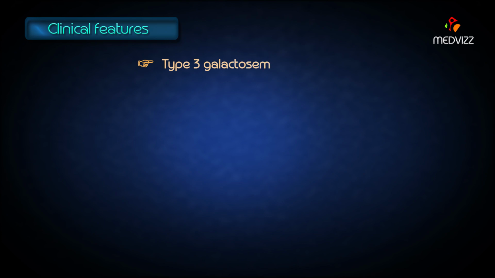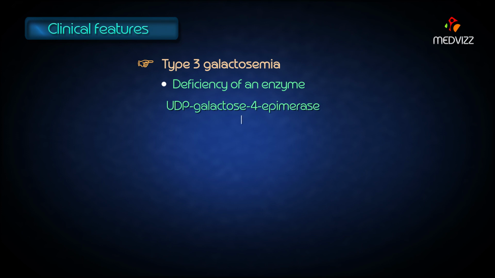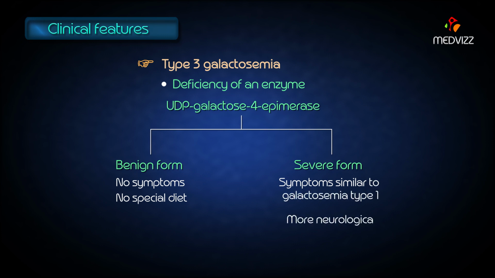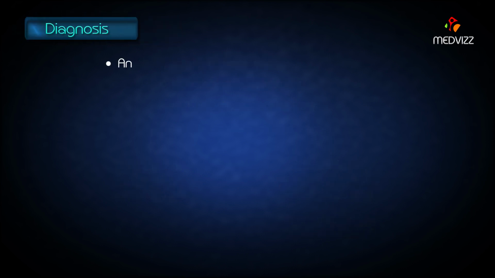Next is type 3. It is mainly due to the deficiency of the enzyme UDP-galactose 4-epimerase. It is of two types, a benign form and a severe form. The benign form has no symptoms and requires no special diet. But the severe form has symptoms similar to those of galactosemia type 1, but with more neurological problems, that is, seizures.